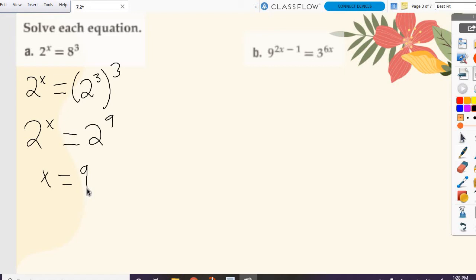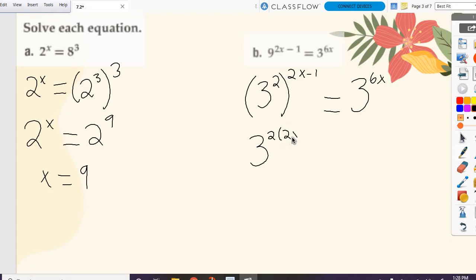Looking at our next example, this time we have a 3 and a 9. So again, our bases aren't the same, but we need to think about, is there a way that we could use our exponent rules so that we could make them the same? And hopefully we notice that 9 is going to equal 3 squared. And then that 2x minus 1 is still on the outside of our exponent. And again, remember, when we raise a power to another power, we're going to multiply. So now my bases are the same. I have 3's for both of those, so I can set the exponents equal to each other.